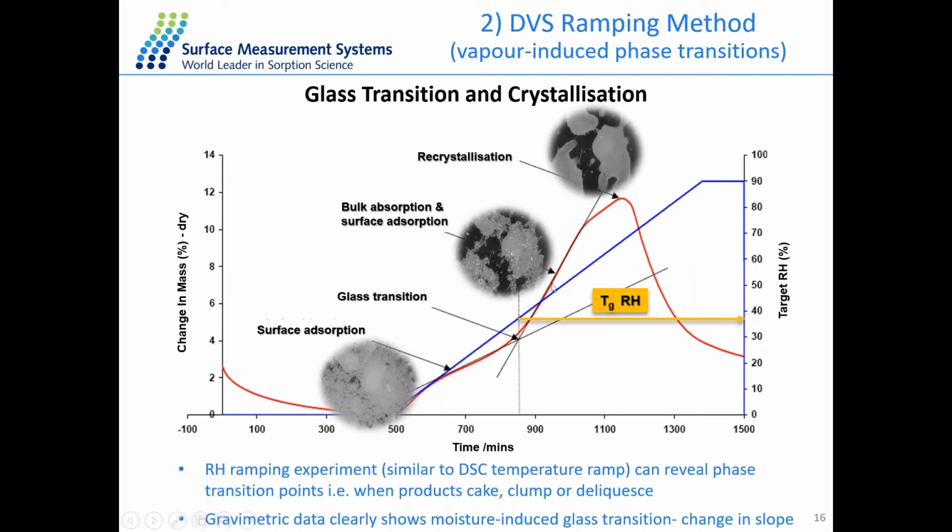As we keep introducing the moisture, the sample will also go through crystallization, and the mass will drop significantly. That's because the crystalline state has a smaller surface area as well as less sorption capacity. So from this single experiment, we can first get a point for the glass transition, and then also a point for the crystallization of the sample. That's the experiment we just performed at a certain temperature, which is 25 degrees.